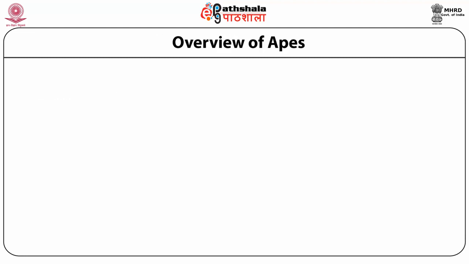Overview of living apes. Apes can be divided into two, lesser and great apes. Gibbons are considered lesser apes, while members of the Pongidae family are considered great apes. Now let's discuss some of the important characteristic features of the gibbon.